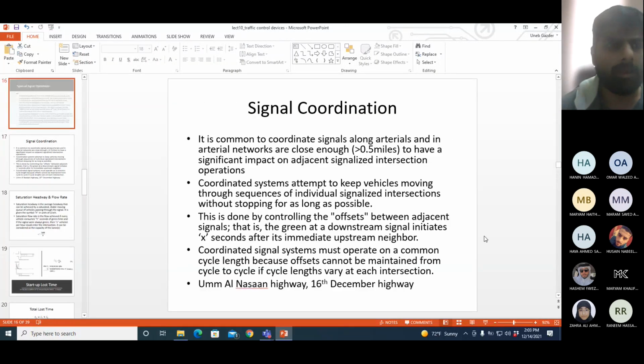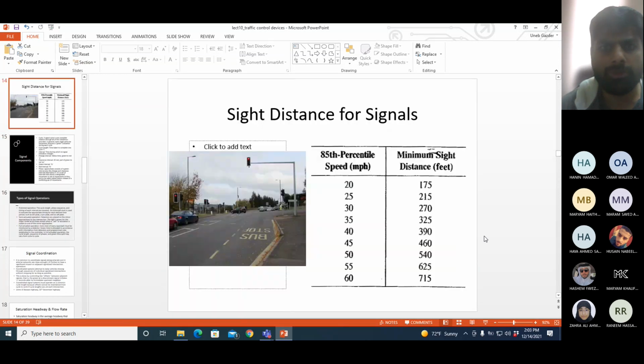Okay, and I don't think I showed you this slide yesterday, which is about sight distance for a signal depending upon the 85th percentile speed. If you want to know how much sight distance should be provided for a signal, it depends upon the 85th percentile speed of the road. So you go to that highway and do the spot speed study, find out the 85th percentile, and on the basis of that you should know at how much distance the signal should be visible. And percentile basically means the highest value for a particular proportion of drivers.